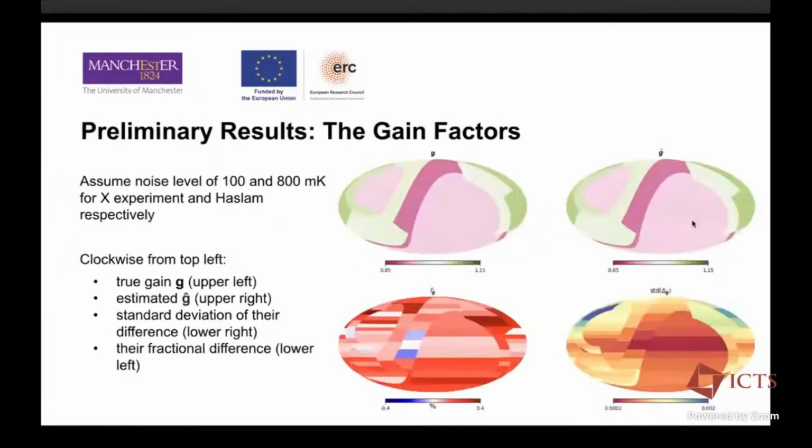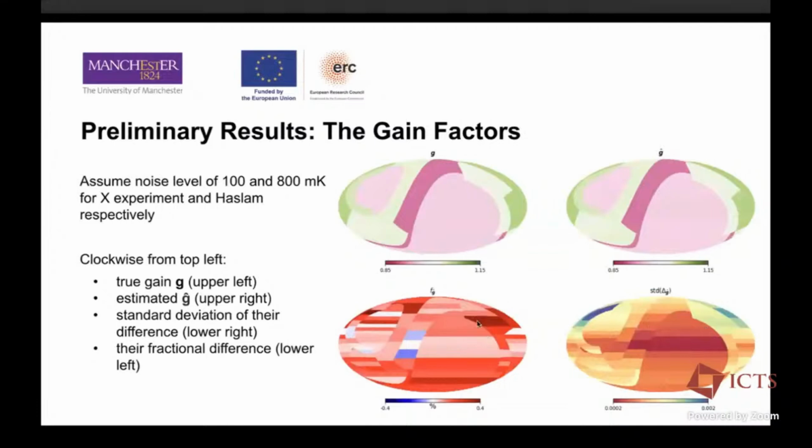These are the preliminary results for the gain factors. For our standard case, we assume a noise level of 100 and 800 millikelvin for the X experiment and Haslam respectively. Clockwise from top left, we have the true gain, the estimated gain, the standard deviation of their difference, and the fractional difference.